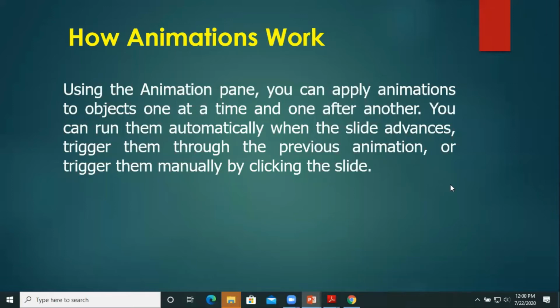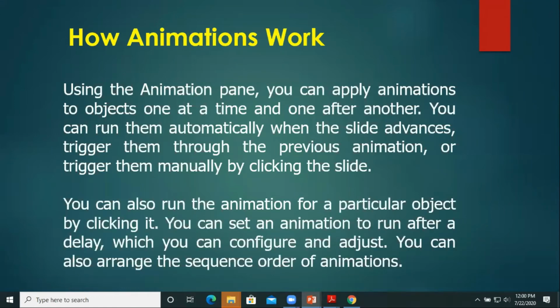So if you want the animation to trigger, to move, to change, you can do it by clicking on the slide for it to move. Good. Now let's continue. You can also run the animation for a particular object by clicking it. You can also set an animation to run after a delay, so you can set it to appear after a certain time.